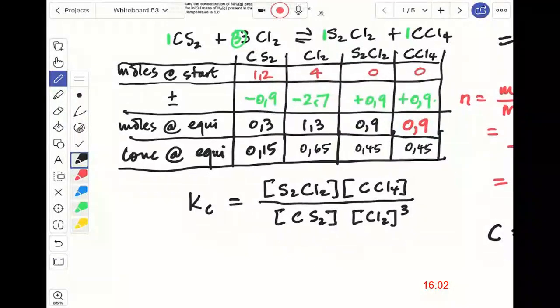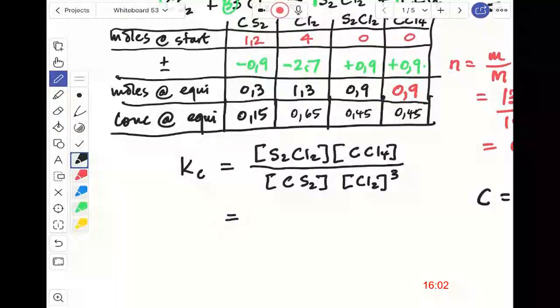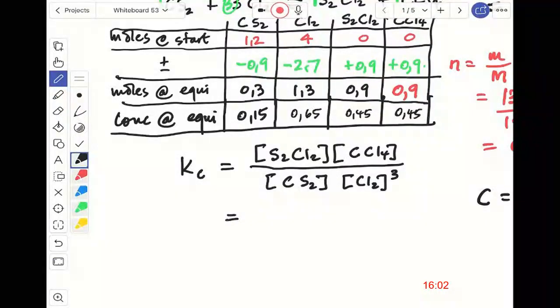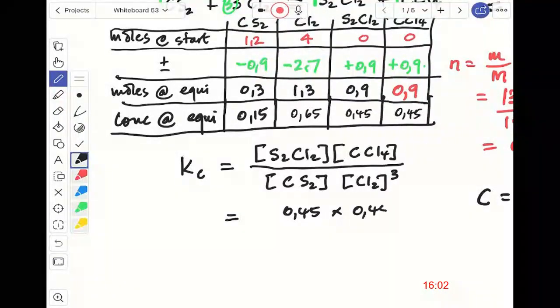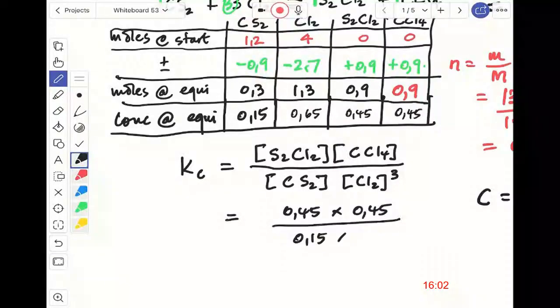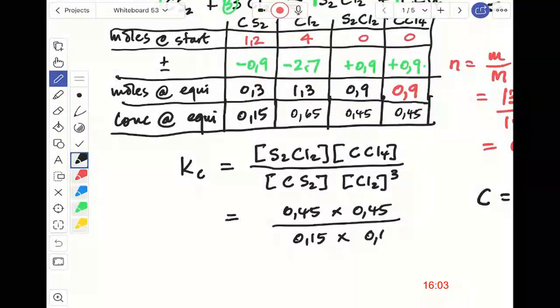And now we just plug our values in. The concentration of the S2Cl2 is 0,45 multiplied by CCl4 is 0,45 divided by CS2 0,15 multiplied by Cl2 0,65 cubed. And we plug that into our calculator and we have our equilibrium constant.